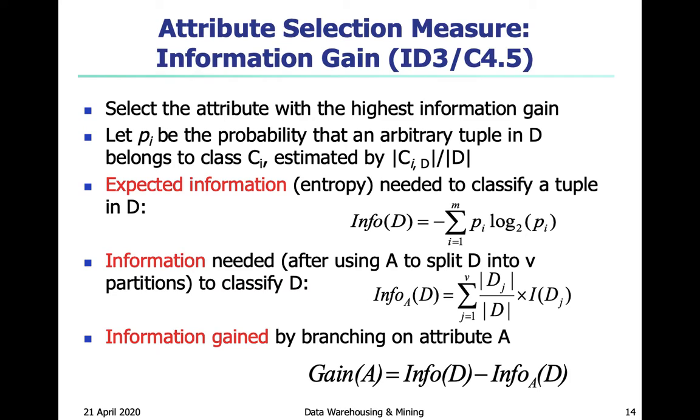Ideally, we would like this partition to produce an exact classification of the tuples. This is a very simple thing. That is, we would like each partition to be pure. However, it is quite likely that the partitions will be impure. So, how much more information would we still need to arrive at the exact classification? And this is measured by this, right?